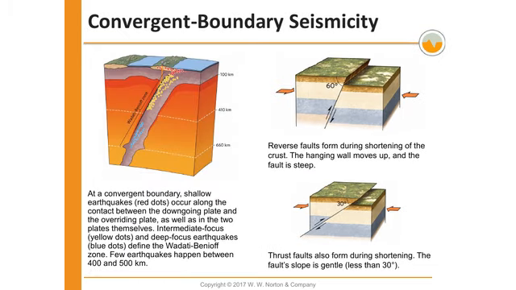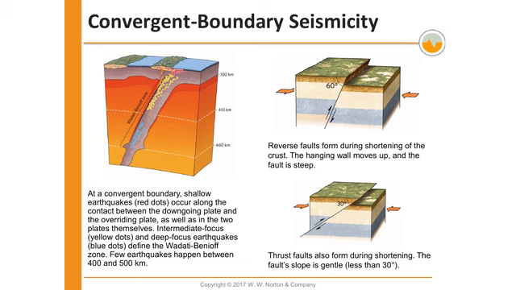In this slide, we're looking at convergent boundary seismicity. In the upper left illustration, shallow earthquakes, represented by red dots, occur along the contact between the downgoing plate and the overriding plate, and within the plates themselves. Intermediate focus earthquakes, shown as yellow dots, and deep focus earthquakes, as blue dots, are located in the Wadati-Benioff zone, with most occurring between 400 and 500 kilometers deep.